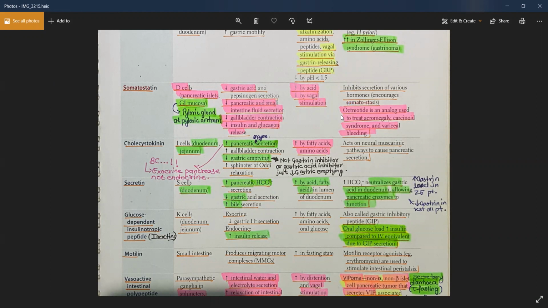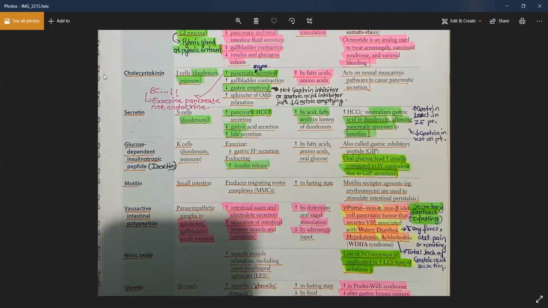And the carcinoid syndrome, variceal bleeding, and many other areas, you can use the somatostatin. Okay. Then comes the cholecystokinin, which is released by the I cells.